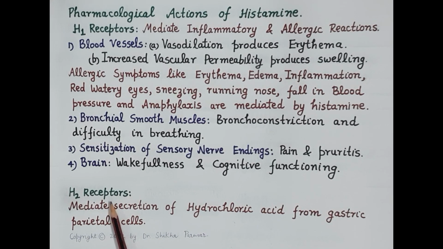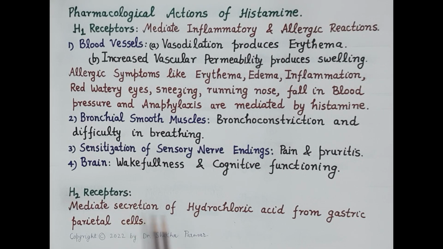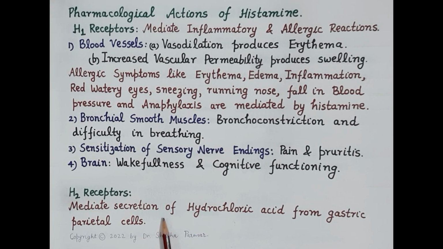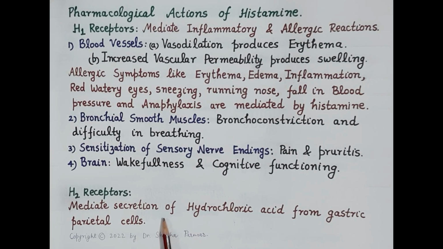Now, histamine H2 receptors are present on the parietal cells in the gastric gland, and stimulation of these H2 receptors mediates secretion of hydrochloric acid from gastric parietal cells. Now, hydrochloric acid is a very important component of gastric juice. H2 antagonists reduce secretion of hydrochloric acid and are useful in the management of gastroesophageal reflux disease, gastritis, and peptic ulcer.